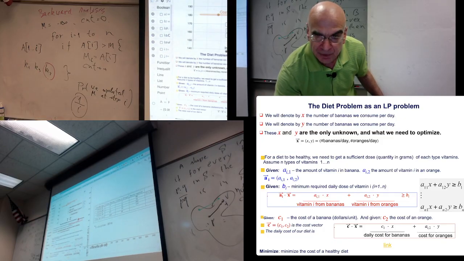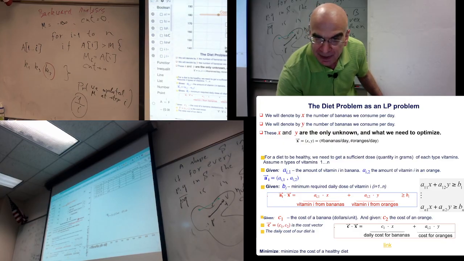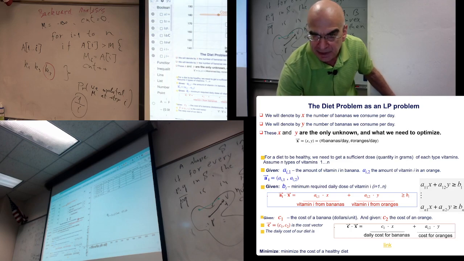Every point in the plane here will be just a diet. The point (x, y), wherever it is, say x equals 80, y equals also about 80, means that I'm planning to eat 80 oranges, 80 bananas per day. Every point is a planned diet.